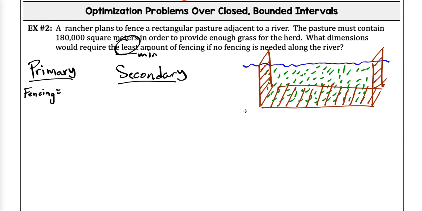According to my gorgeous picture over here, our fence has 2 dimensions on it, x and y, or whatever you want to call them. The area, wait. No, I'm not looking for the area of fencing. The least amount of fencing would be adding up the fencing. So what do I have? I have 2x plus y. Area is going to be our secondary information because that's the size of the pasture. Least amount of fencing means like perimeter, like smallest perimeter.